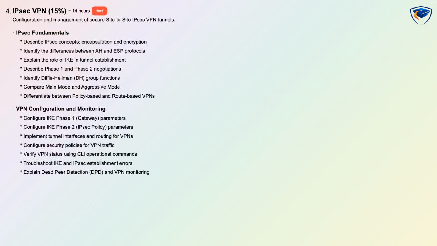You will learn IPsec fundamentals like AH versus ESP, the role of IKE, Phase 1 and Phase 2 negotiations, Diffie-Hellman groups and the difference between policy-based and route-based VPNs. The practical side includes configuring IKE and IPsec parameters, implementing tunnel interfaces and routing, applying security policies to VPN traffic, verifying tunnel state and troubleshooting DPD and IKE errors.